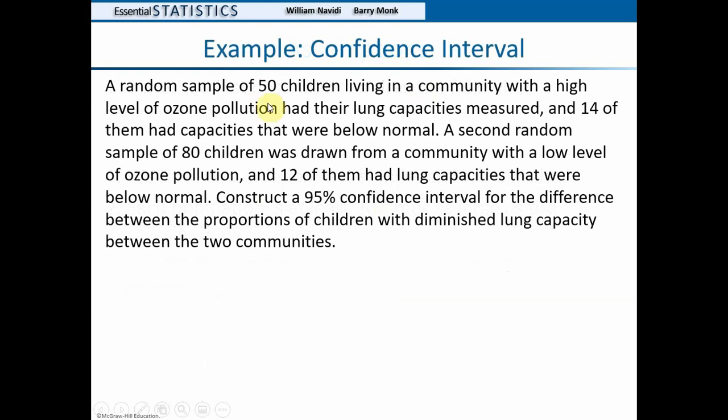So here we're going to go back to our ozone pollution example. Naturally, this meets all the criteria, so we're going to get started. Construct a 95% confidence interval for the difference between the proportion of children with diminished lung capacity between the two communities.